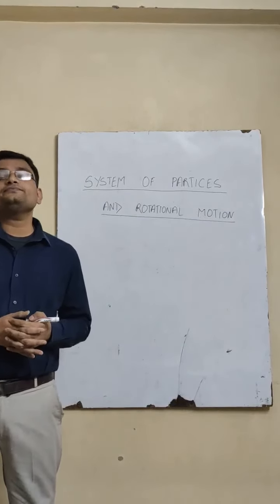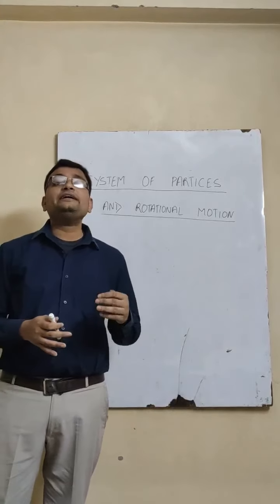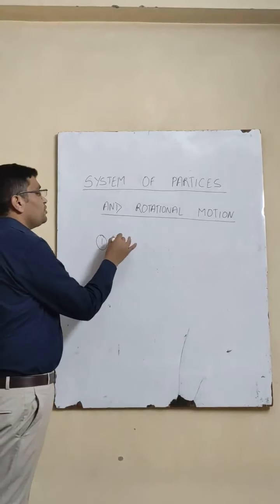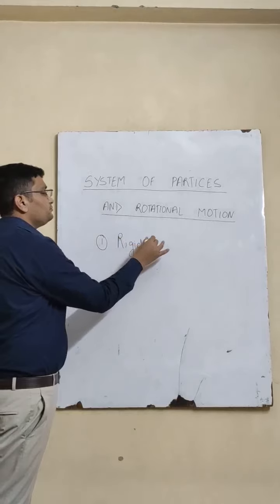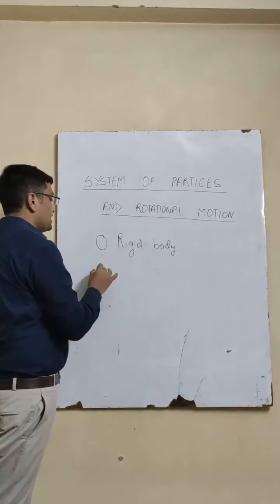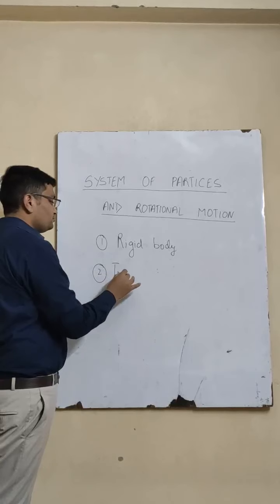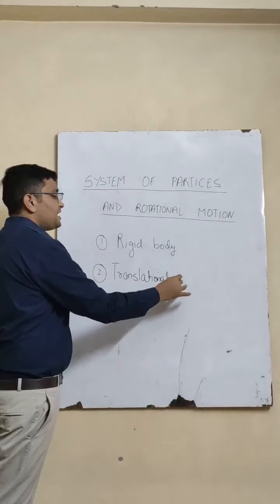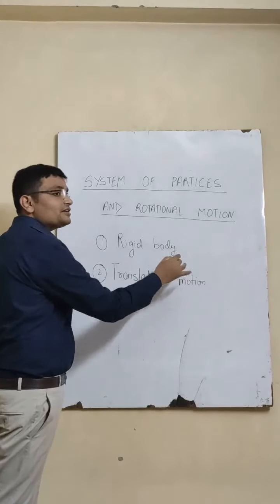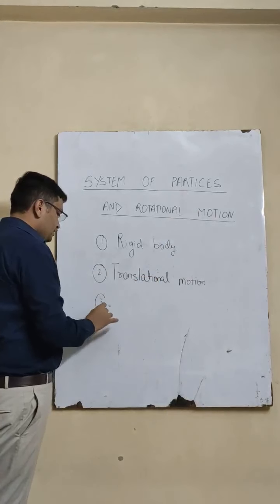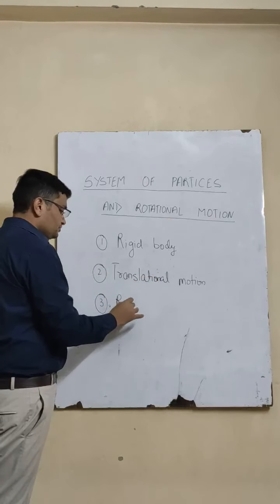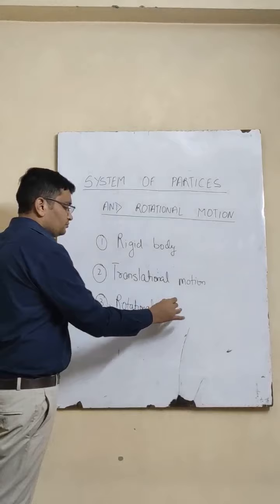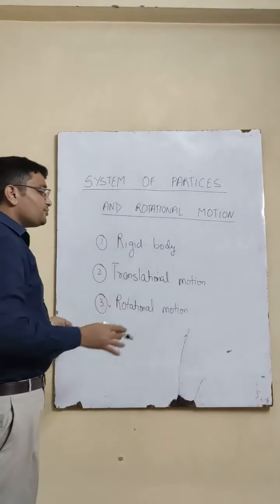Today I am going to discuss a chapter, System of Particles and Rotational Motion, of class 11 Physics. In this video, I will discuss mainly three terms. First, what we mean by rigid body; the second term, translation motion, where I will mainly focus on the concept of translation motion and its types. There are two types of translation motion, rectilinear and curvilinear, that I will discuss further. And the third one, rotational motion. There are basically no types of rotational motion, so I will just discuss the concept of rotational motion.